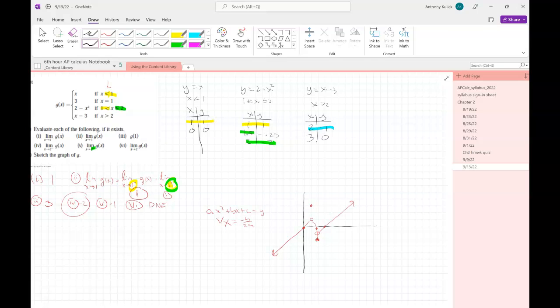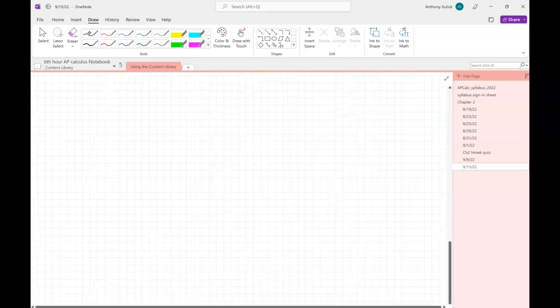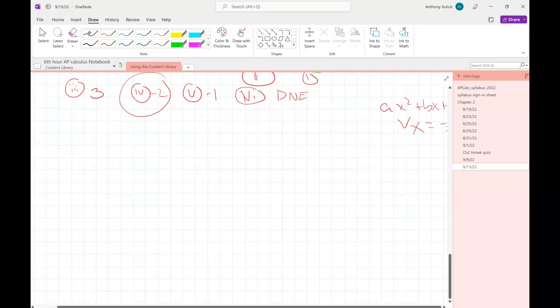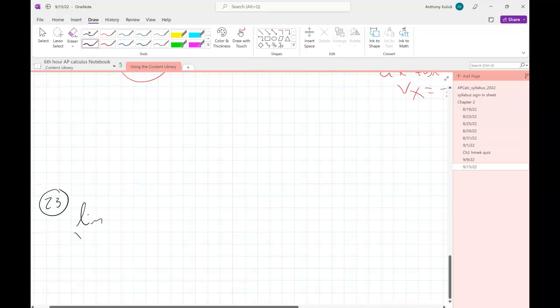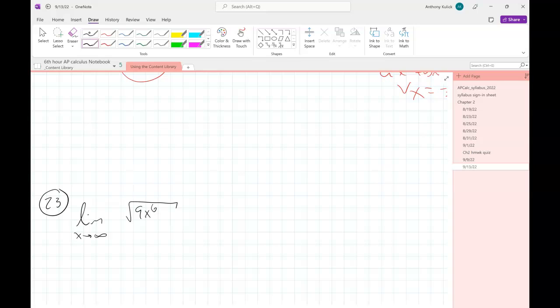Paul? Number 23, 2.6. I was kind of having calculation problems. That's not uncommon. 2.6, and you said which number? Number 23. Okay. So this one, I don't need to copy and paste. I can just write this down. So we have the limit as x approaches infinity of the square root of 9x to the 6th minus x, over the cube root of x plus 1.